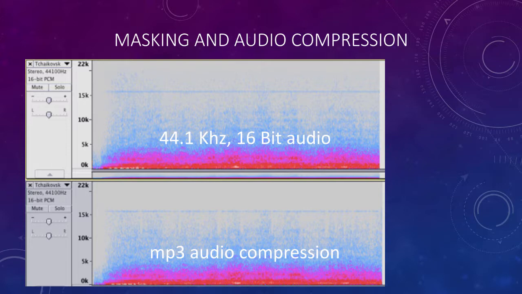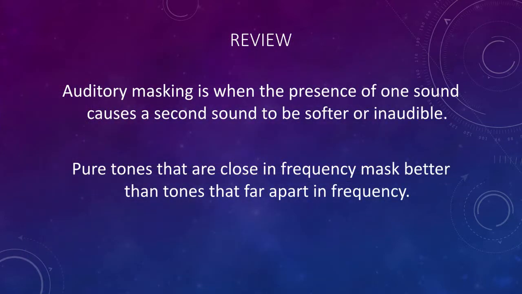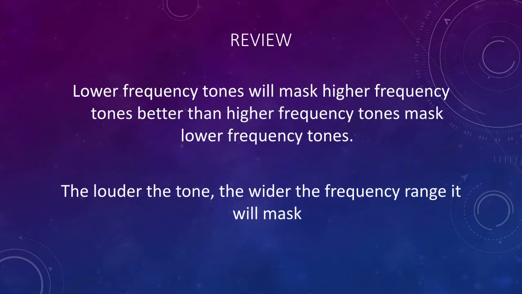To review, auditory masking is when the presence of one sound causes a second sound to be softer or inaudible. Pure tones that are close in frequency mask better than tones that are far apart in frequency. Lower frequency tones will mask higher frequency tones better than higher frequency tones will mask lower frequency tones. The louder the tone, the wider the frequency range it will mask.